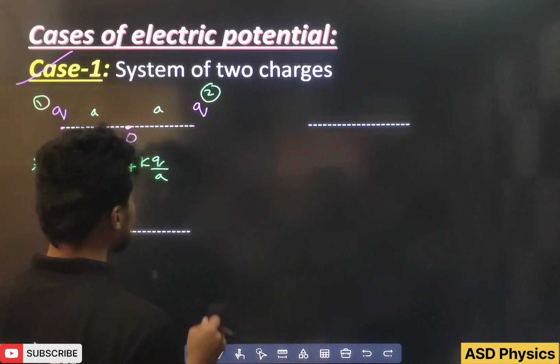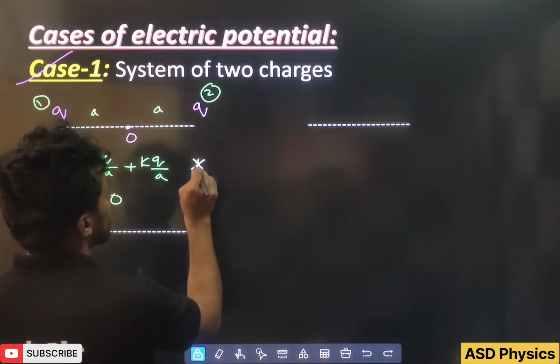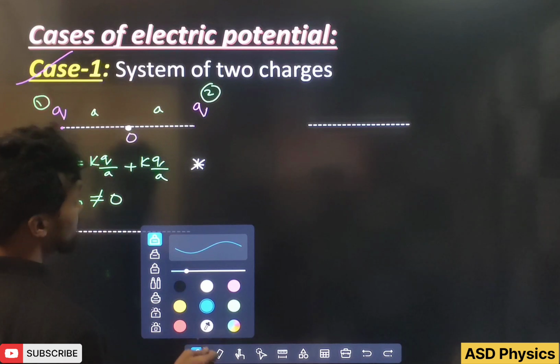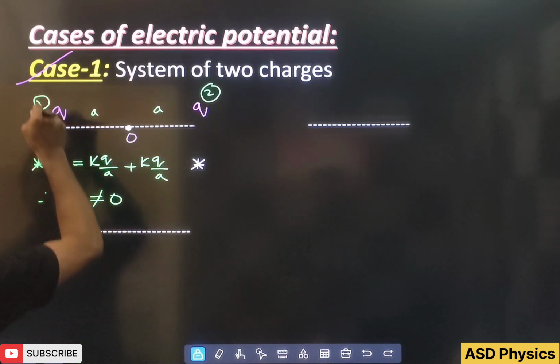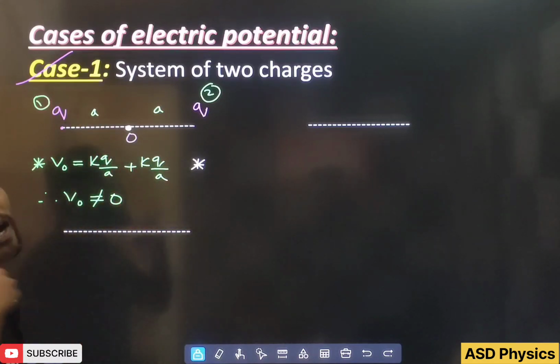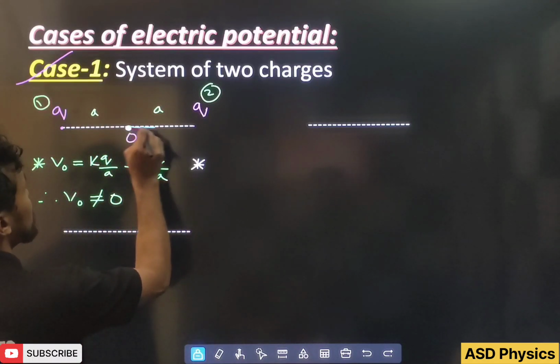Now after that, if I see the electric field here, at point O, can you guess very well what is the electric field at point O? Now, due to this charge, the electric field will always be away from the positive charge, that means in this direction here.